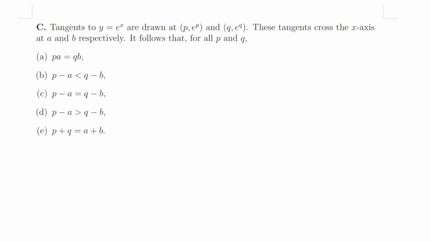Okay, question C then. Tangents to y equals e to the x are drawn at P (p, e to the p) and Q (q, e to the q). Okay, so two random points on the curve, great. These tangents cross the x-axis at A and B respectively. It follows that for all p and q, which of the following conditions are true?